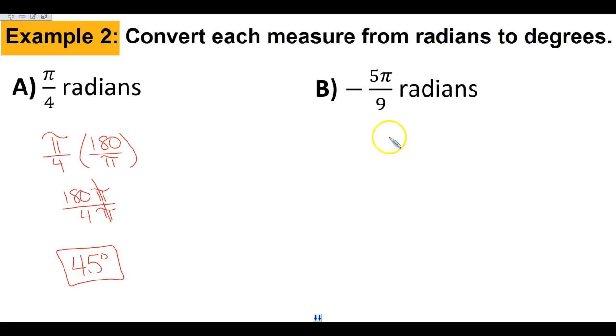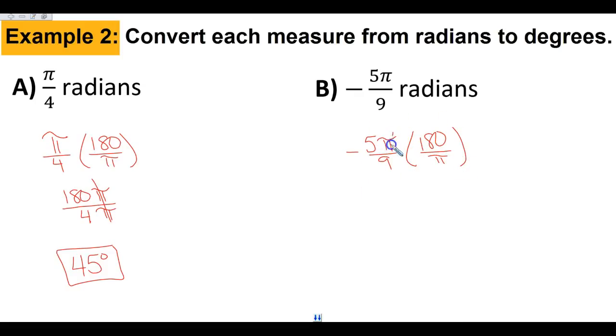All right. Now, one thing that you should notice here about part B is that this is negative, which is not something that we've normally dealt with. So what we're going to do is go ahead and convert this for a second, and then I'm going to talk you through something really briefly about why we can have the negative. So I'm going to start by multiplying negative 5 pi over 9 times 180 over pi.